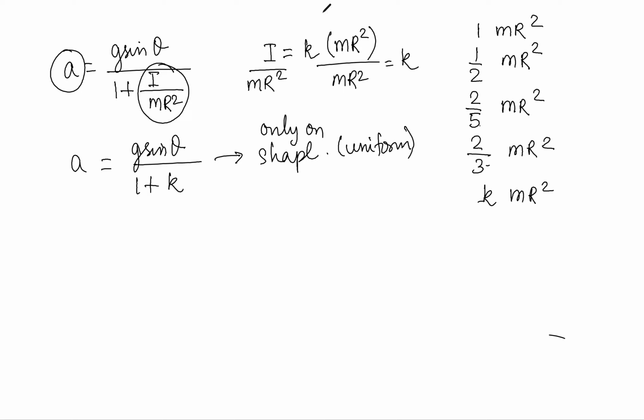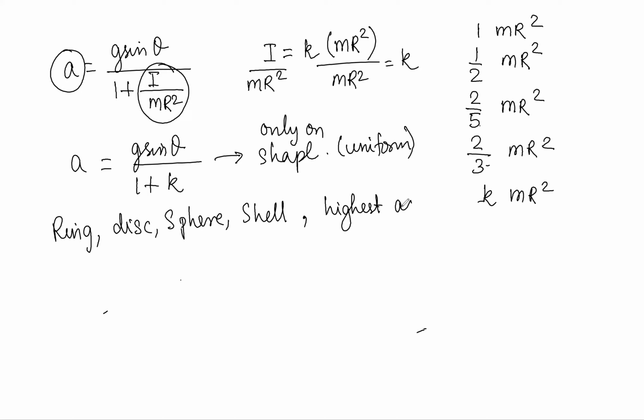So one question that's usually asked in JEE Mains is that if you take a ring, a disc, a sphere, so a ball, and a hollow ball, so a shell, and they are rolled down an inclined plane, which of these is going to have the highest acceleration?